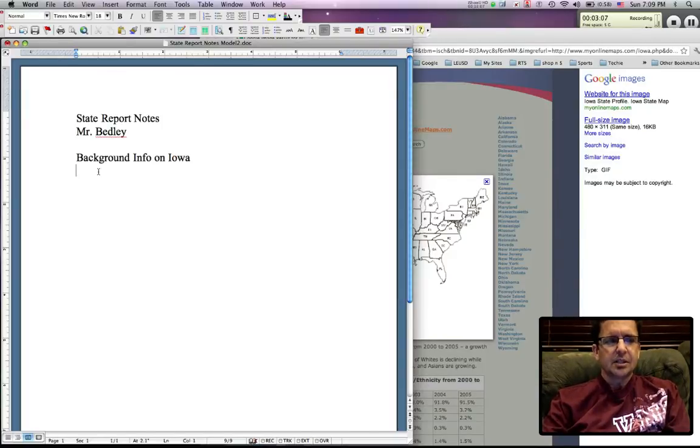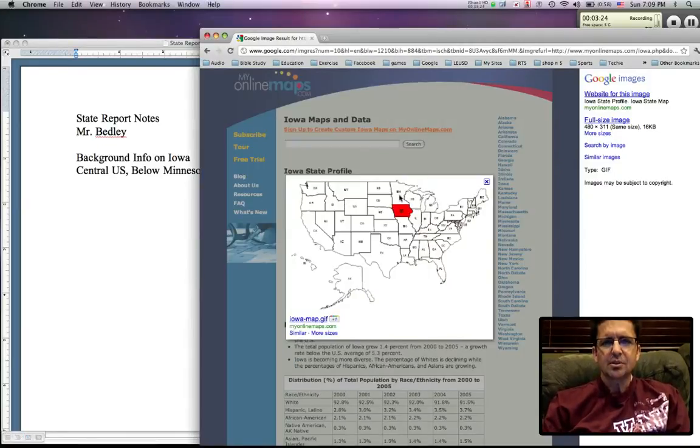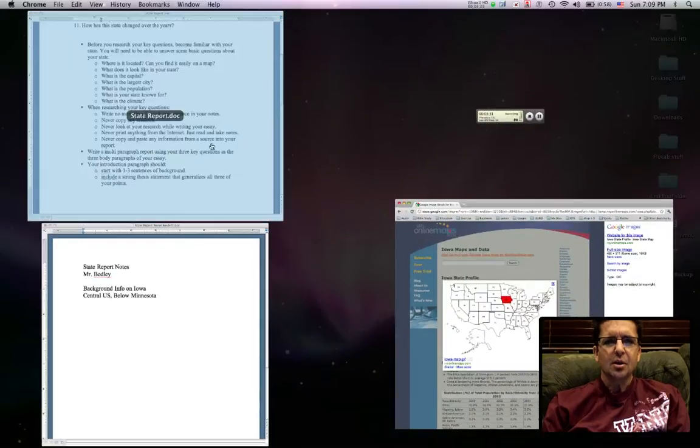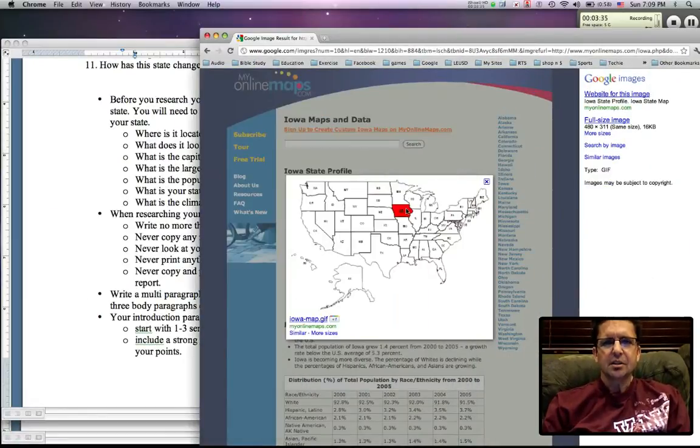First of all, it is in, let's see, it's in, I don't have to put in, that's an unnecessary word, Central U.S. below Minnesota. Okay, notice I got that information from just looking at this map here. Here's Minnesota, here's Iowa. So it's right about in the middle of the United States. That helps me to know the location and to be able to find it easily on a map. I'm just going to make sure I keep looking at that map.